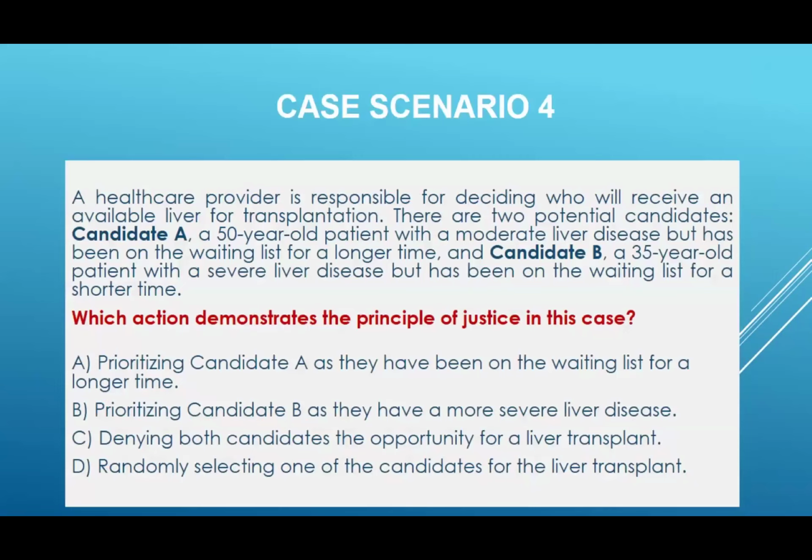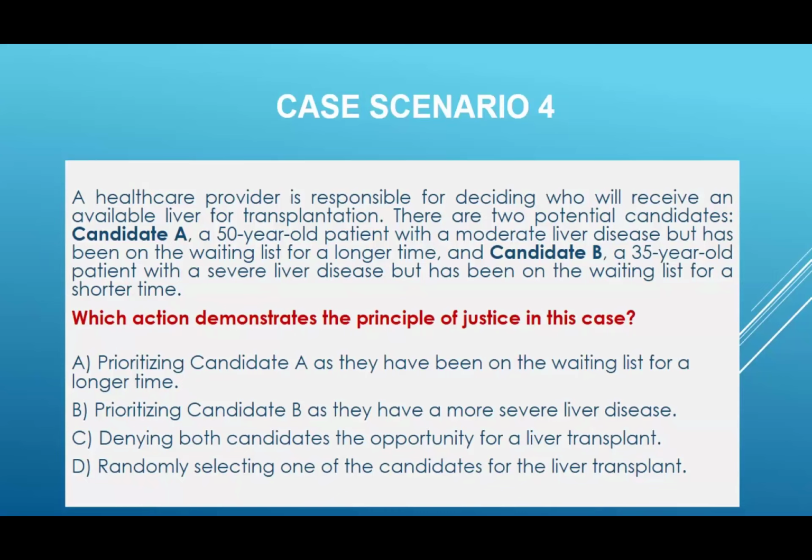Here is the fourth case scenario. A healthcare provider is responsible for deciding who will receive an available liver for transplantation. There are two potential candidates. Candidate A is a 50-year-old patient with a moderate liver disease, but has been on the waiting list for a longer time. And candidate B is a 35-year-old patient with a severe liver disease, but has been on the waiting list for a shorter time.